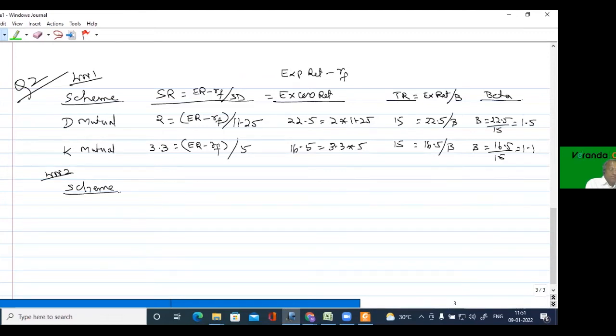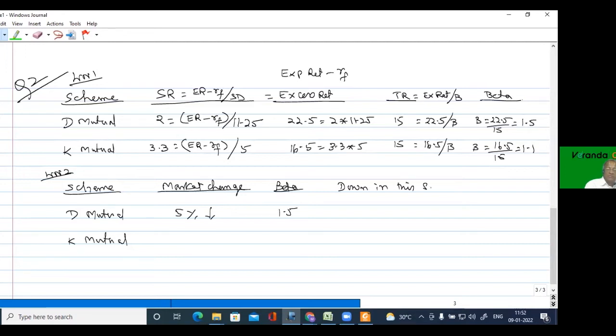In this scheme, D mutual and K mutual. Market change 5% down. Beta in this case is 1.5. So what is that down in this scheme? If market has gone down by 1, this will go down by 1.5 times bigger. So 5% into 1.5, which is equal to 7.5% down.